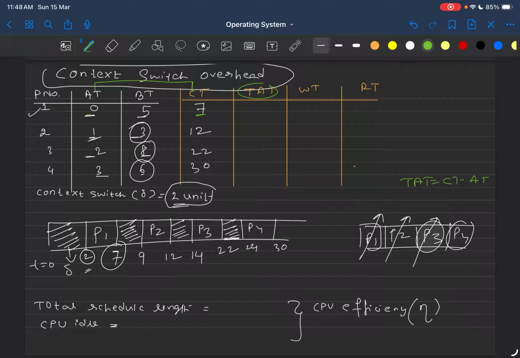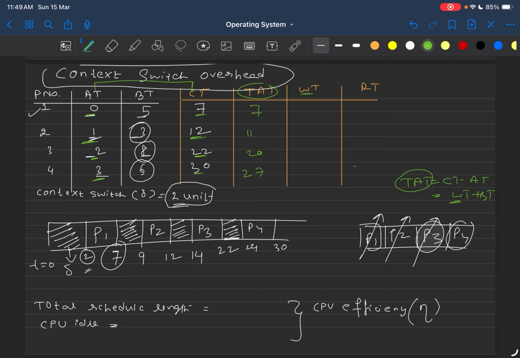So 7 minus 0, that is 7. 12 minus 1, that is 11. 22 minus 2, that is how much? 20. 30 minus 3, that is 27. Now, what is the wait time? Let me give you the formula again. Turnaround time is wait time plus burst time, which I have already explained to you.